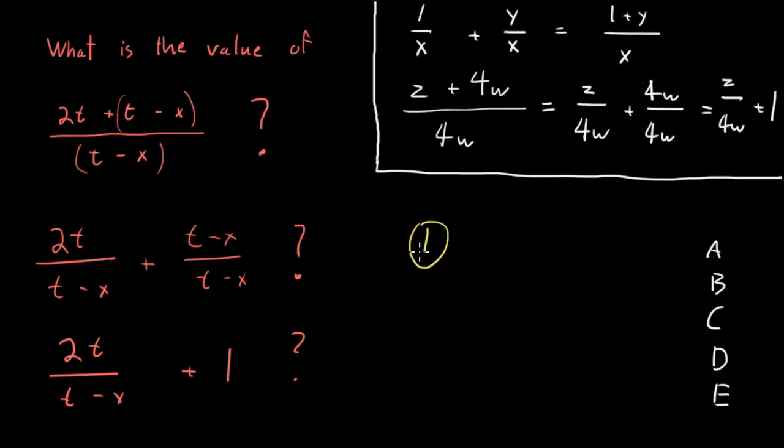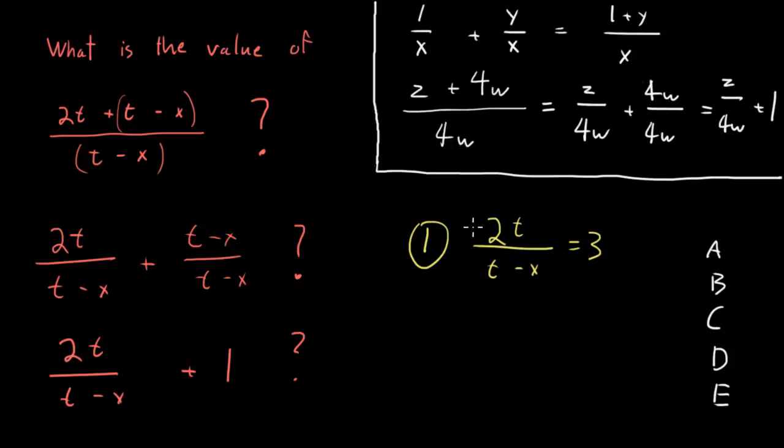Fact number 1 tells us that 2t over t minus x equals 3. Is this going to allow us to get a value for this whole expression? Well, it's not enough to get the value of the individual variables, right? We've got one equation with two variables, so I'm not going to know what t is. I'm not going to know what x is.